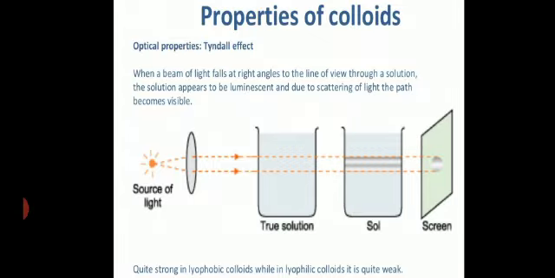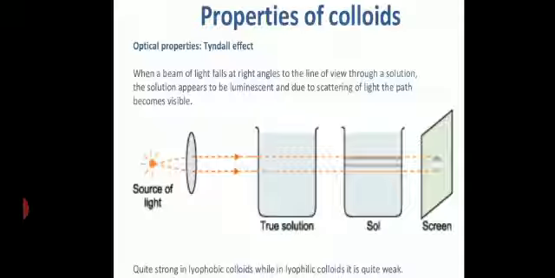Scattering of the light. You can see that light gets scattered here. The light does not pass through. In case of a true solution, the light simply passes through. But in case of a colloidal solution, the light does not simply pass through. It gets scattered into a beam. That is called the Tyndall cone, and the effect is called the Tyndall effect. The scattering of light takes place.